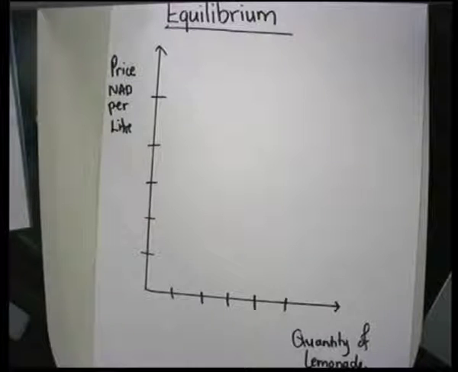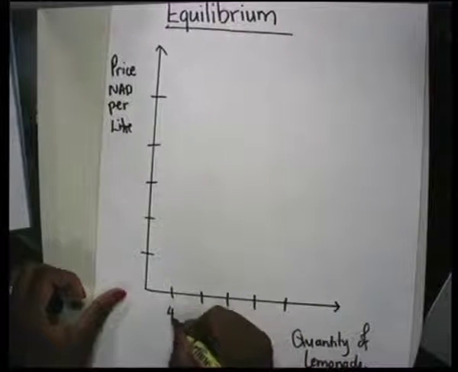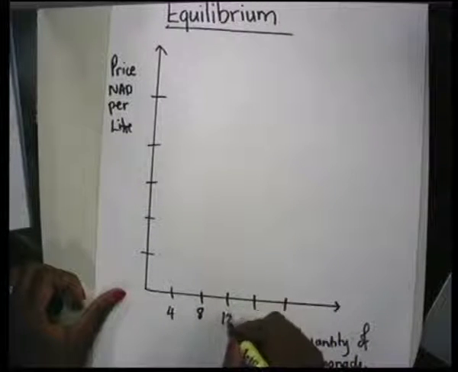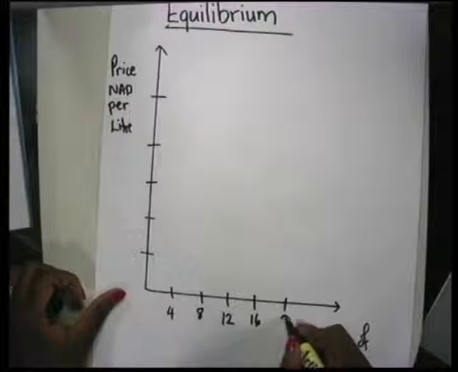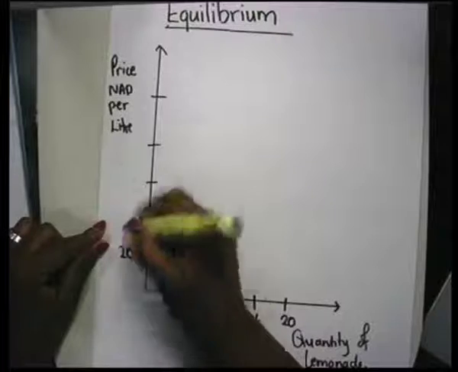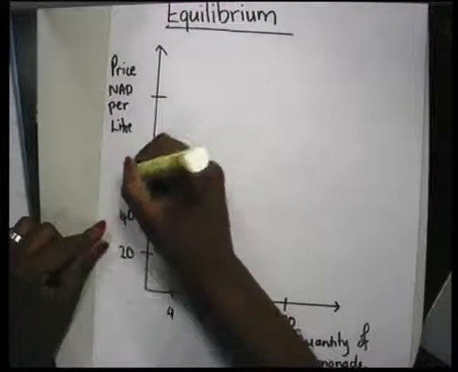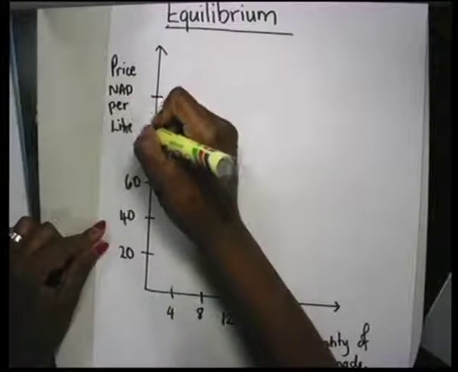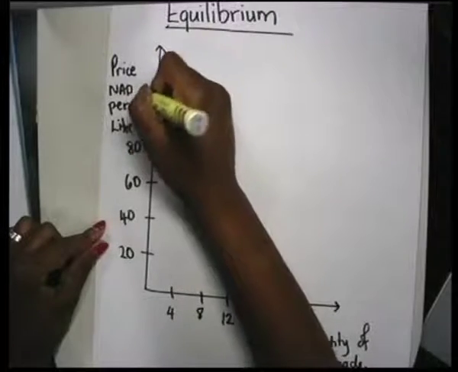So just by looking at the information that has been given to us, we now need to plot it onto our graph. Firstly, if we just look at the quantities that have been mentioned, we have 4, 8, 12, 16, and 20, and so forth. So we're just going to plot this information on the graph. So on quantity, we have 4, 8, 12, 16, and 20. And on the prices, we have 20, 40, 60, 80, and 100.